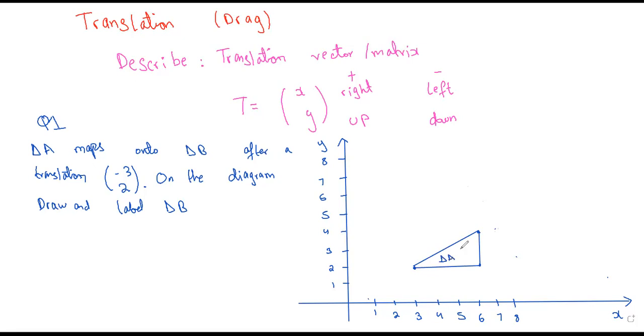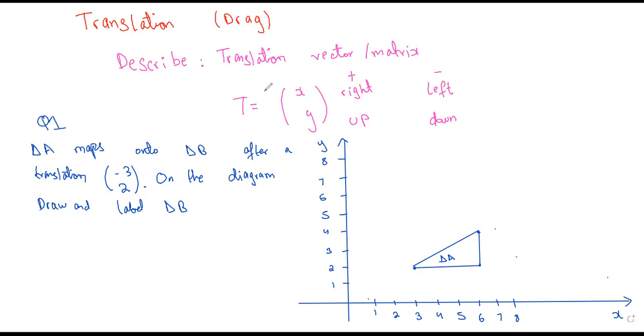Okay. Now I want your attention, all of you. Please listen to this carefully. We are talking about translation, and the only thing in translation is the translation vector. If I give you a quick reference, in case of reflection, we used to talk about the equation of the line of reflection. In case of rotation, we had three things: the center, the angle, and the direction. And in case of translation, we only have one translation vector or matrix. Now, this is the first example.